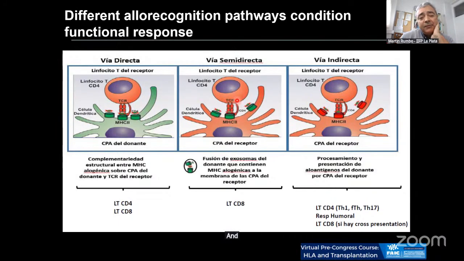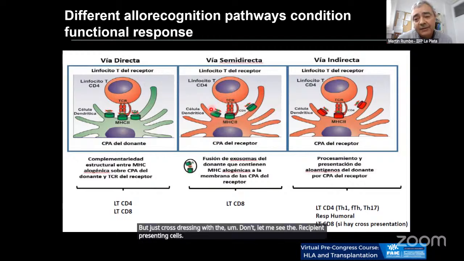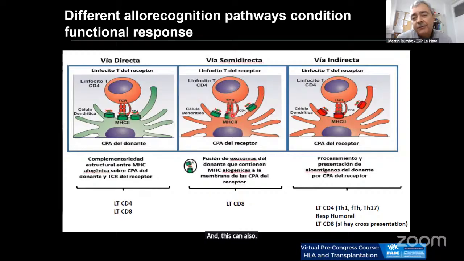And then they can interact with the recipient lymphocytes and perform an activation, but just cross-dressing with the donor MHC, the recipient antigen-presenting cells, and this can also trigger an allogenic reaction in different kinetics at the very beginning, but this is also a pathway that continues several years after the graft is in place.